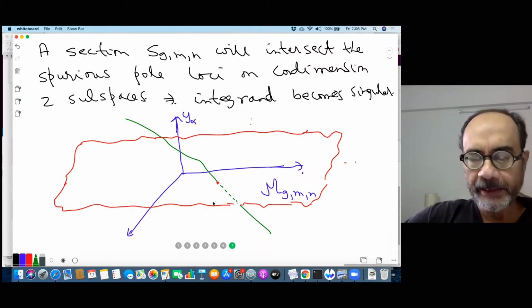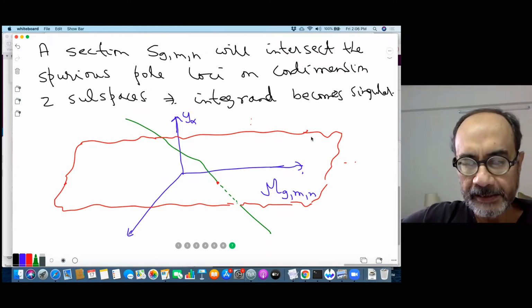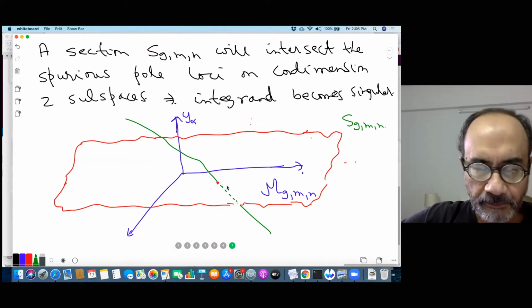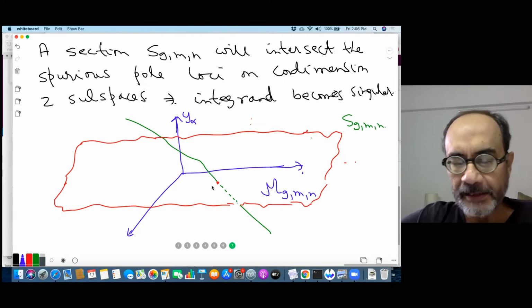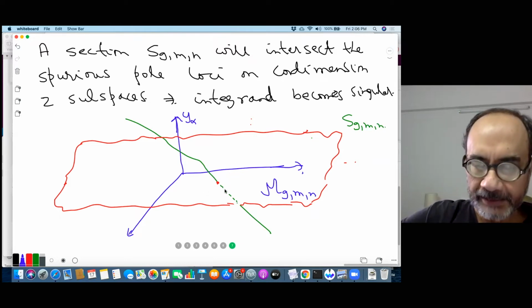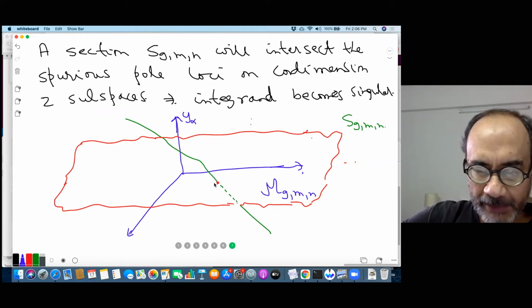And the question is how do you integrate about this region? So let's call this S. This is SGMN. Now I'm going to describe how we go about integrating over subspaces like this. The idea is that you have to change the section. You cannot work with this section. There is a special class of sections for which we can do this integral, and those are the class of sections that we'll be working with.